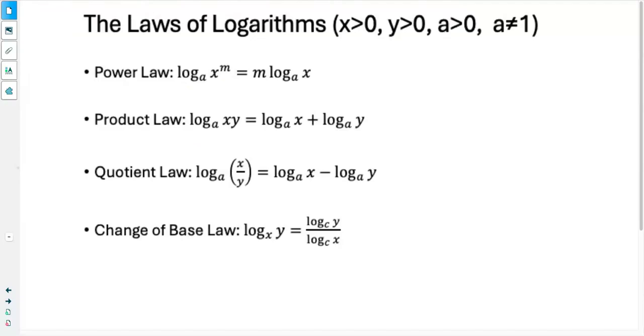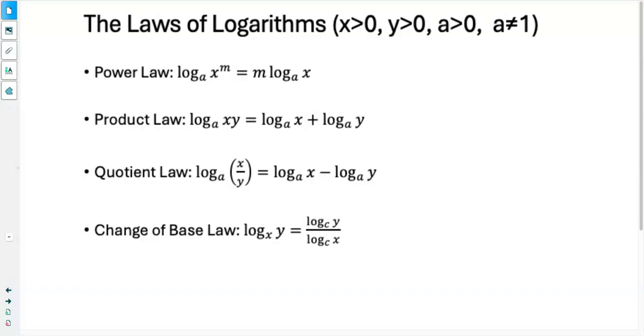Now, just like exponent laws, there's logarithmic laws. All of these require x to be greater than 0, y to be greater than 0, a to be greater than 0, and a cannot equal 1. So if we have our power law, which is log base a of x to the power of m, we can move that exponent to the front, and it becomes m times log base a of x. We have our product law, which says if we have log base a of x times y, we can break that up into log base a of x plus log base a of y.